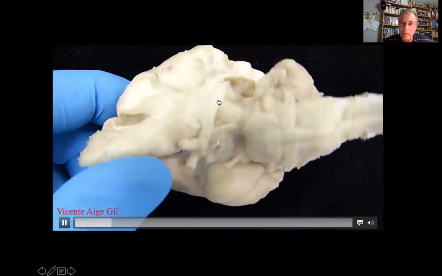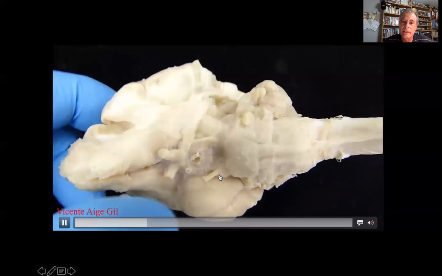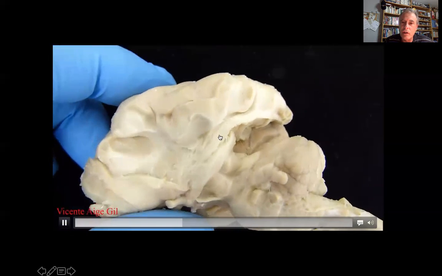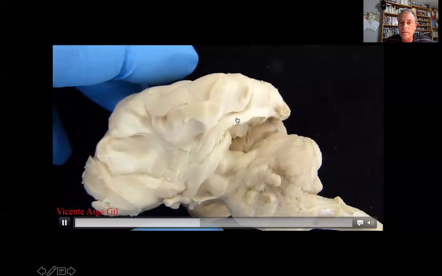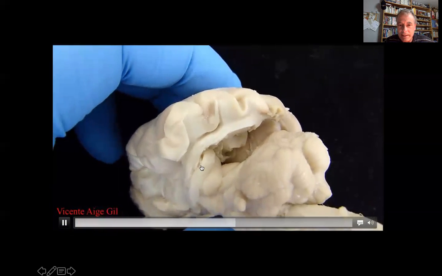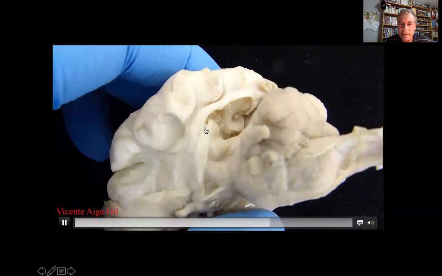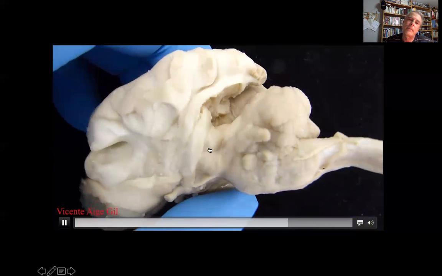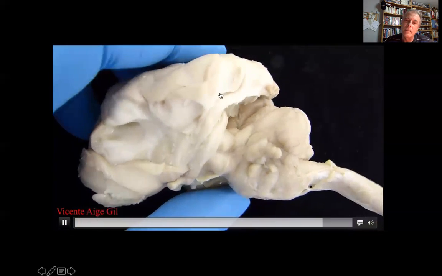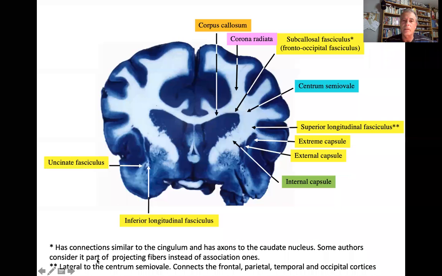You see the optic tract here, the crus cerebri. And this is the optic radiation. And you see the lateral geniculate body here, and these are optic fibers. So remember, this is the optic radiation that is part of the caudal crus of the internal capsule.